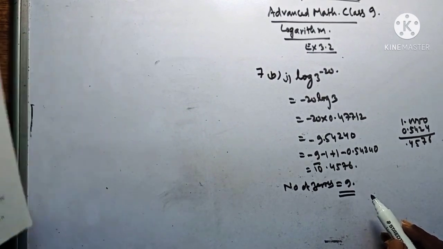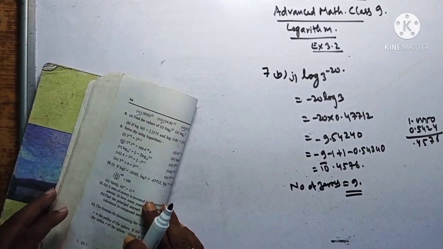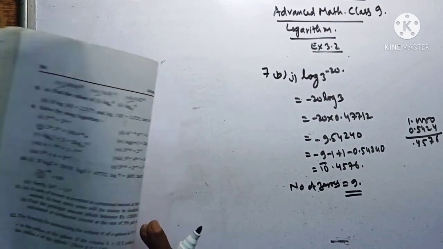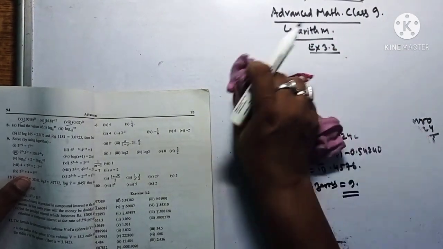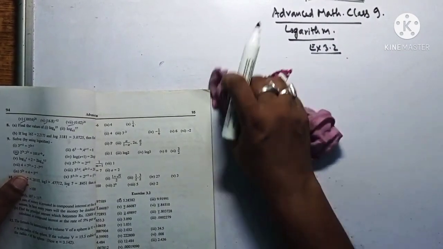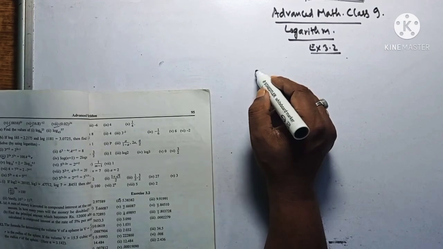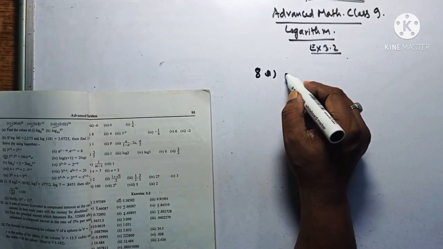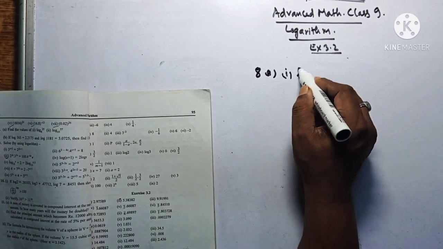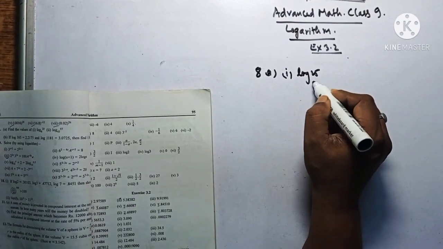Now I am going to question number 8. That is 8a. Find the values of log. You have to first find the value of log 25 base 8.